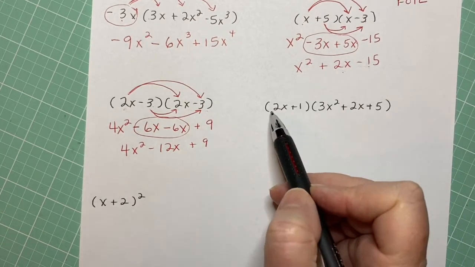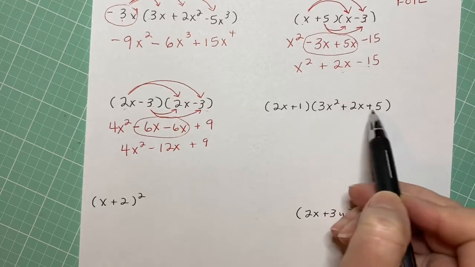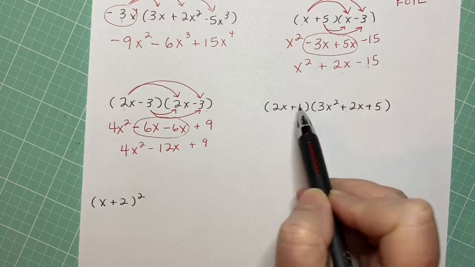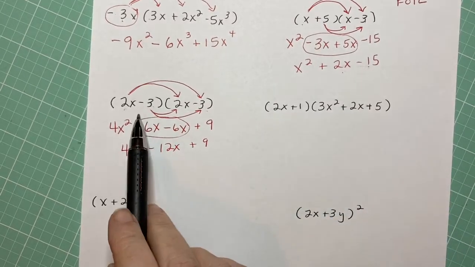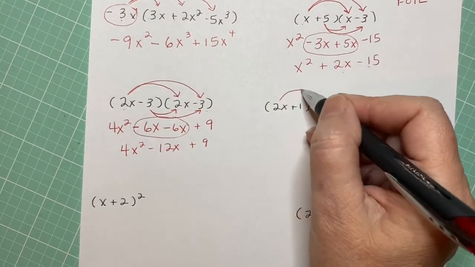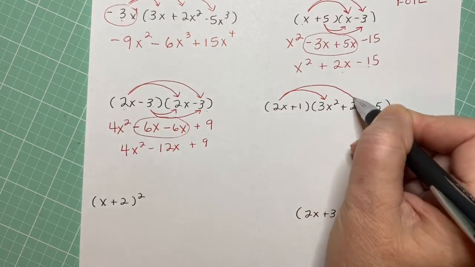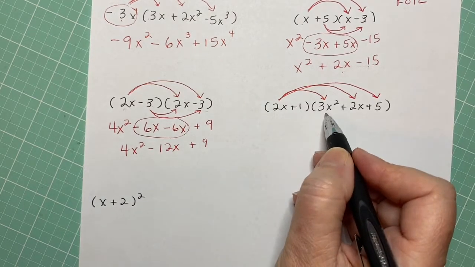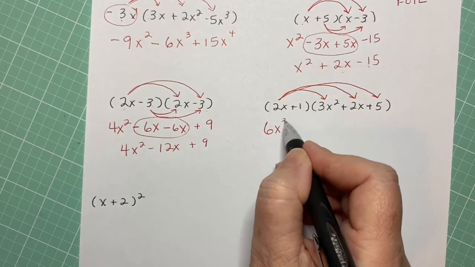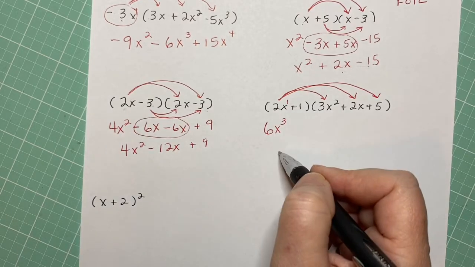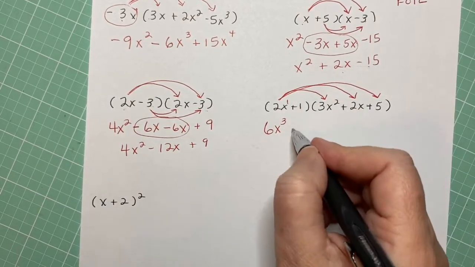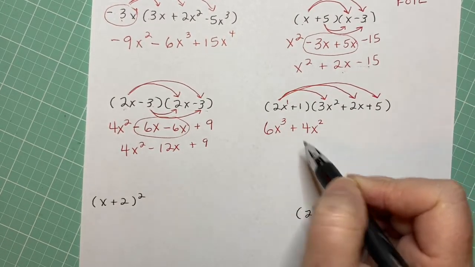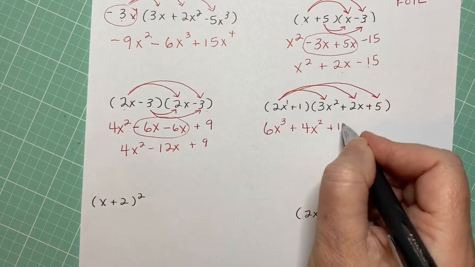But let's look at this next one. Now I have 2 terms times 3 terms. So algebraically, that's a binomial times a trinomial, because bi is 2 and tri is 3. But still, just like we did this one, we have to do all of the combinations. So I have to take this first term and multiply it times everything over here. So I'm going to say 2x times 3x squared is 6x to the third, because remember, we're adding our exponents. 2x times 2x is 4x to the second, because we're adding our exponents. And 2x times 5 is 10x.